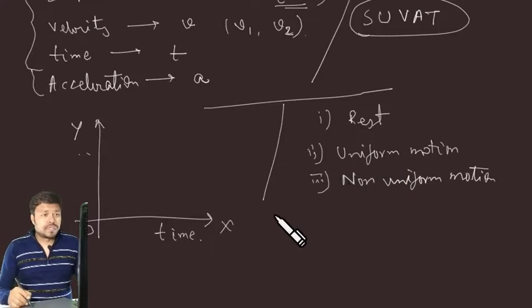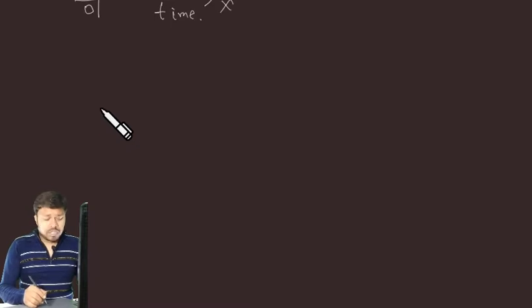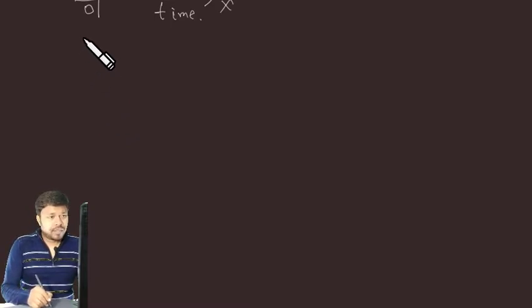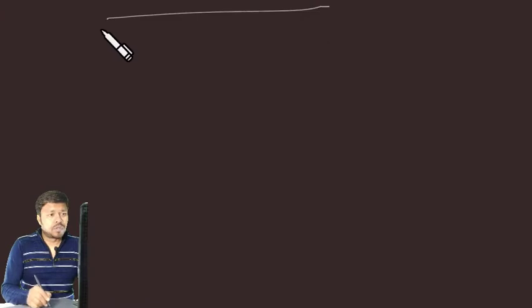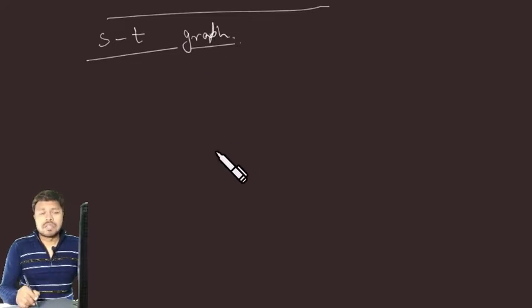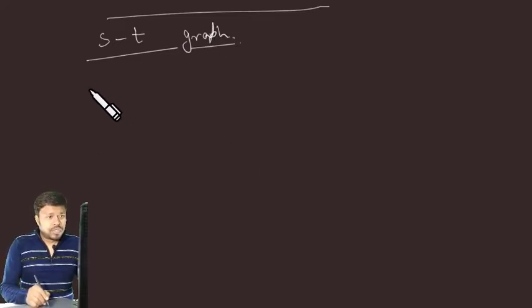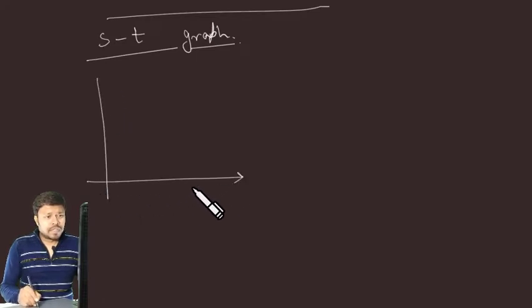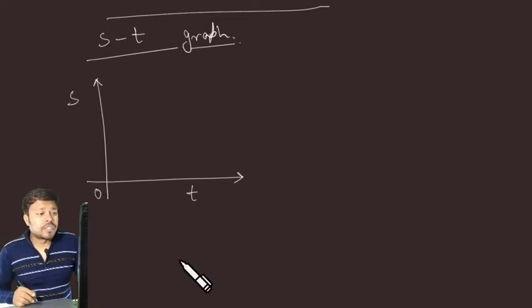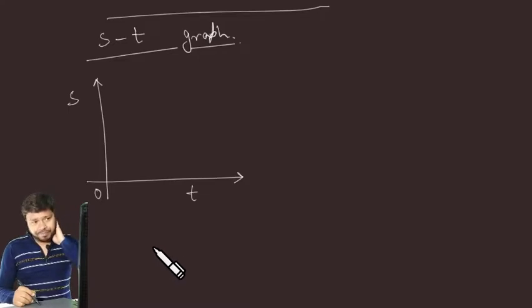Let's first talk about the displacement-time graph, which is also written as the ST graph. As I told you, in any motion graph, time will be represented on the x-axis. This is my time axis, whereas the y-axis will be representing the displacement here. So this is the displacement-time coordinate system.